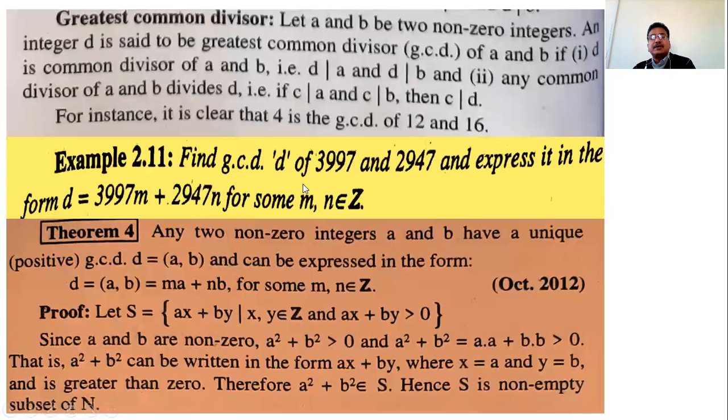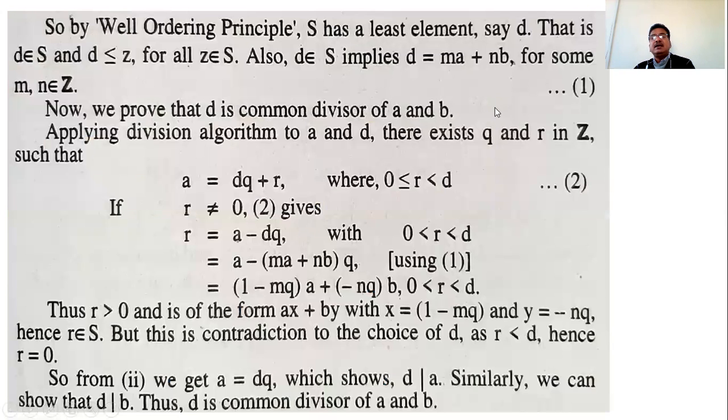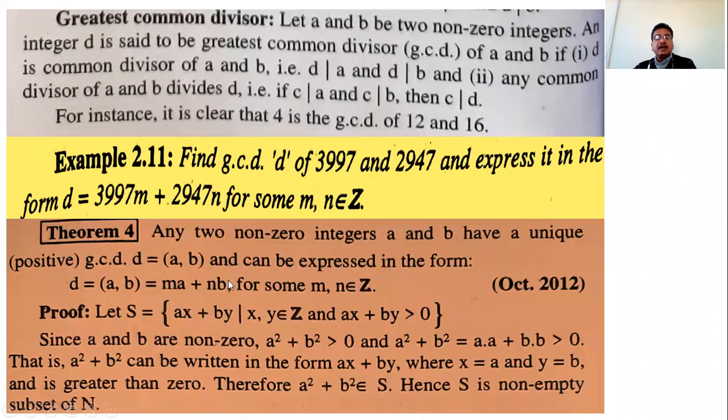And so this is the proof up to this point, that D is expressed in the form ma plus nb for some m and n belonging to Z. Now we have to show D is the greatest common divisor. Then we can say that the greatest common divisor D is expressed in the form ma plus nb, and then we show this D is unique. This D is unique is the next part. So now we will show that D is the greatest common divisor of a and b.